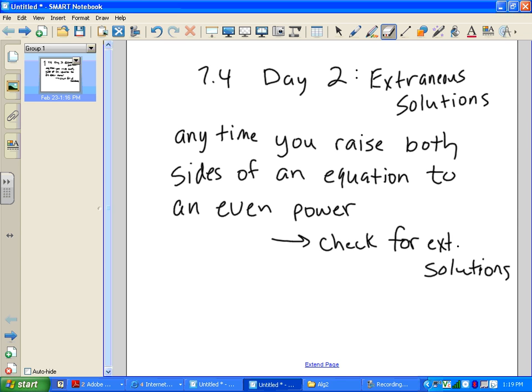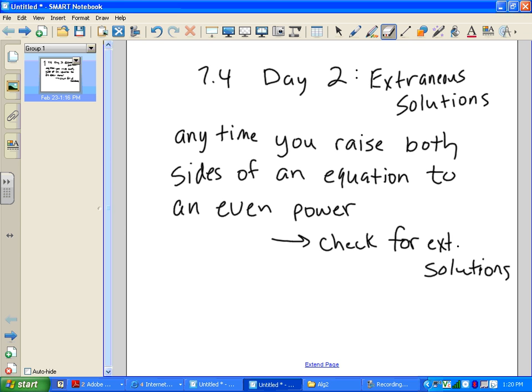you're supposed to check for extraneous solutions. So anytime I raise both sides of an equation to an even power, if I was going to square both sides or raise both sides to the 4th power, then I have to go back and check to make sure that solution's really a solution. Remember what an extraneous solution is? It's not necessarily imaginary, but it's one where you get it by working it correctly, yet when you plug it back in, it doesn't work.